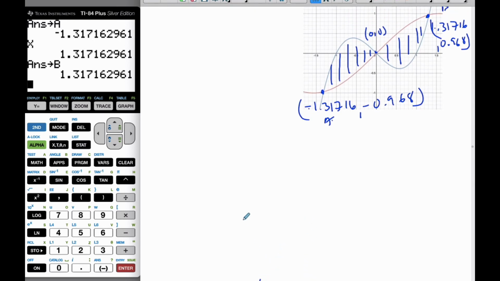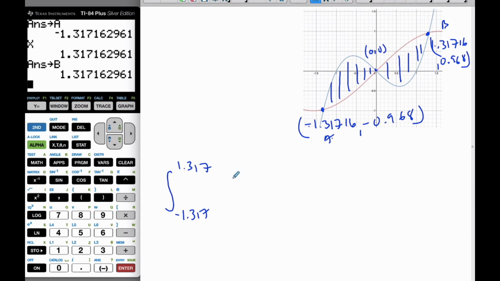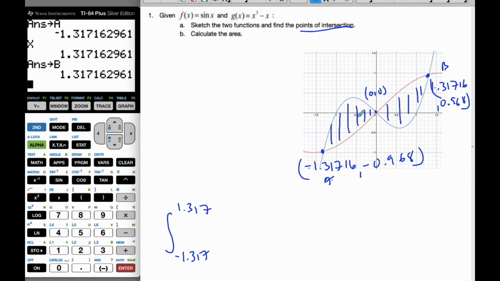Okay, one of the ways that I can do it is, if I want to find the area from -1.317 to positive 1.317, I take my upper curve minus my lower curve, but because it switches, I can just do the absolute value of the upper curve, which is the blue curve, which is g of x, which is x cubed minus x, subtract sine of x, dx. If I throw this in my calculator, it'll work.